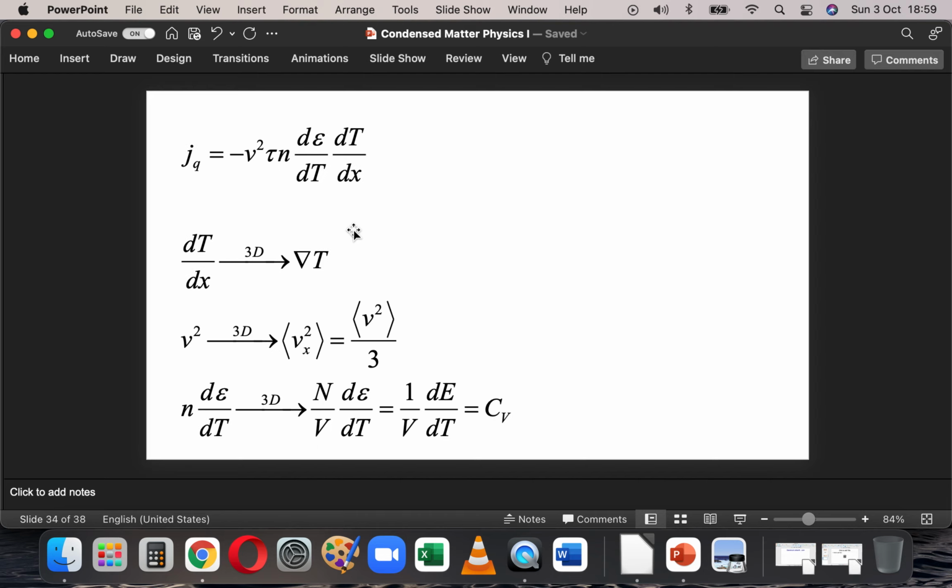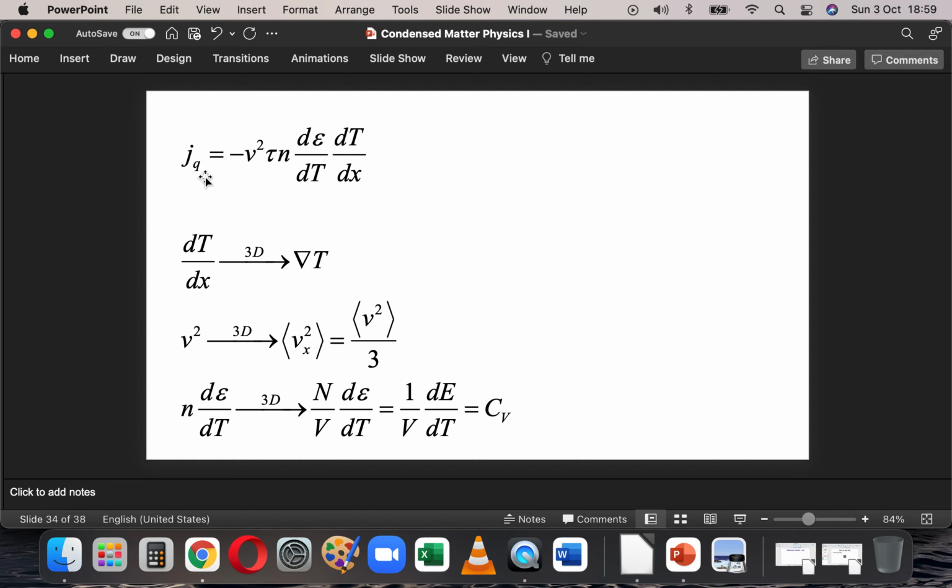So given this, I want to go over to the three-dimensional case. Obviously the dT by dx will become a gradient in three dimensions. This v squared, I will write as the average velocity, vx squared, in one dimension, but that is equal to the three-dimensional velocity v squared by 3. It's one-third of the three-dimensional velocity.